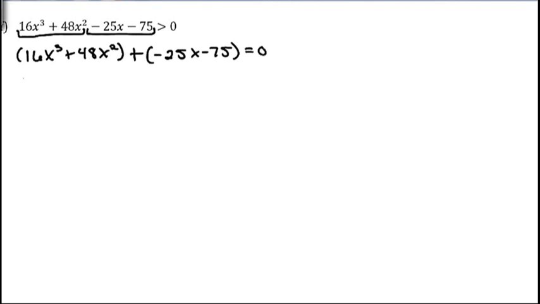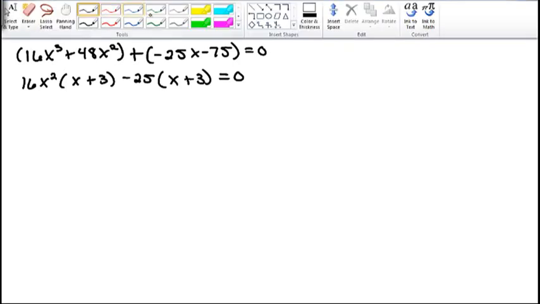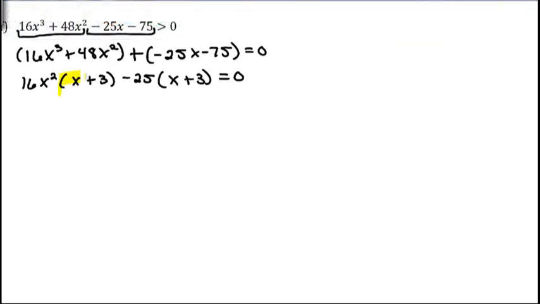So we can factor out a 16x squared from the first group, and we'll be left with x plus 3. And then we're going to factor out a negative 25 from our second group, and we'll be left with x plus 3 again. So notice when I did my factoring, what was left in the parentheses after I factored out the common factor, they're both the same. And that should always happen when you do factor by grouping. And if it didn't, then you probably made a small mistake somewhere.